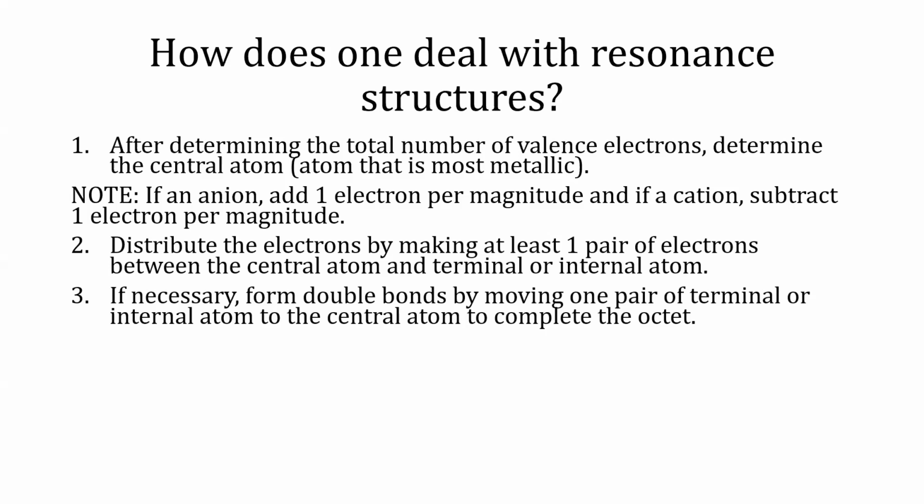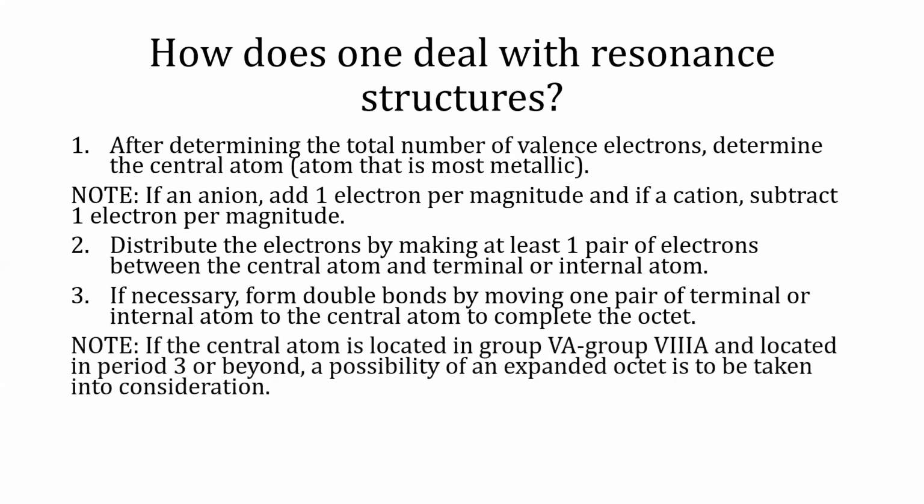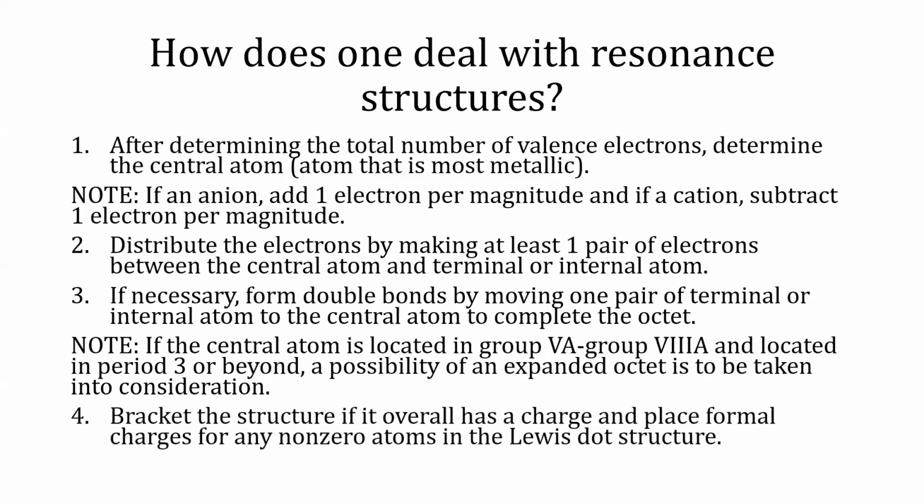3. If necessary, form double bonds by moving one pair of a terminal or internal atom to the central atom to complete the octet. Note, if the central atom is located in group 5A through group 8A and in period 3 or beyond, a possibility of an expanded octet is to be taken into consideration. 4. Bracket the structure if it overall has a charge and place formal charges for any non-zero atom in the Lewis dot structure.